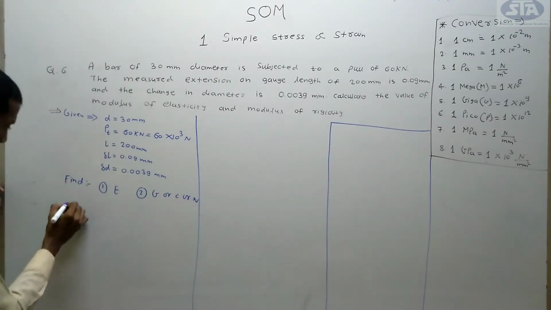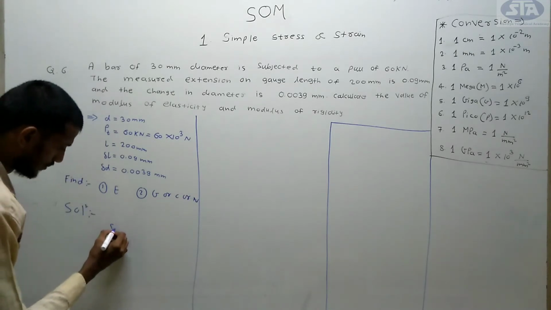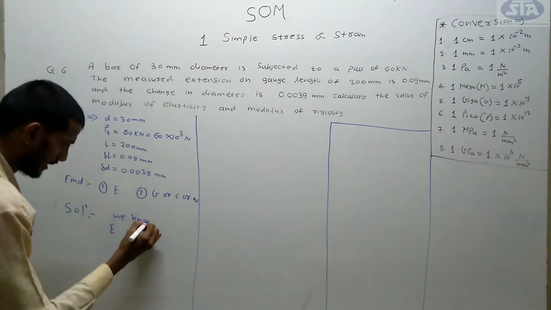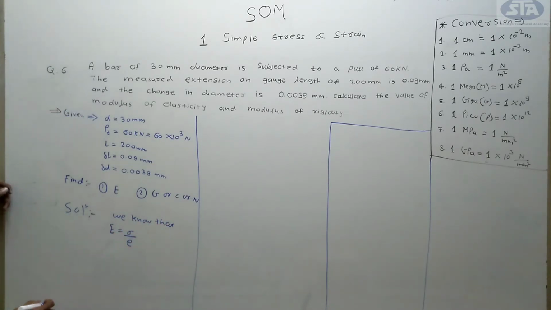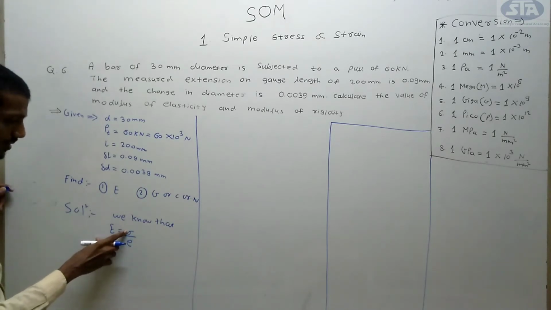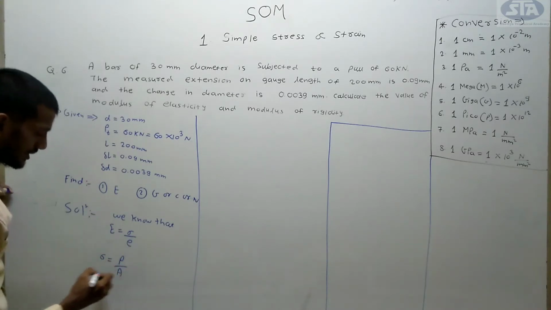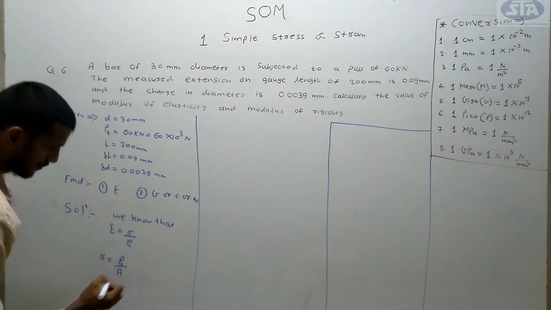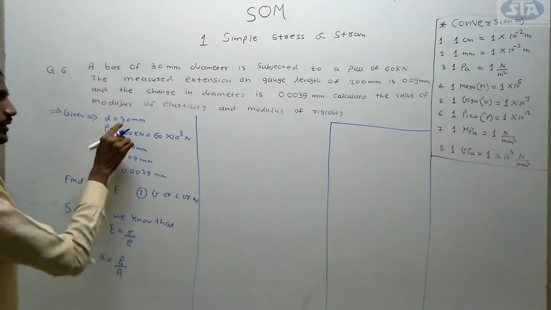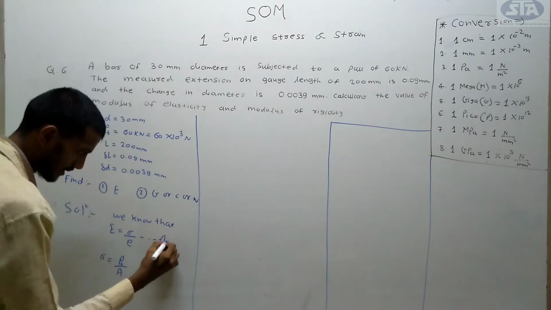Now, first solution, we have to find out capital E. So how can we find out capital E? We know the formula: capital E is equal to sigma upon epsilon. Now we can calculate sigma. Sigma is equal to force upon cross section area. Force is given as tensile force here. Cross section area we can calculate with the help of diameter. So let us consider this as equation number 1.